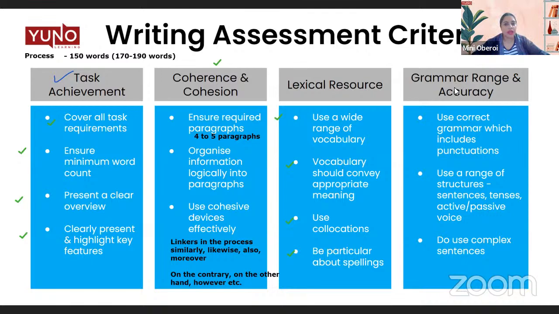Then when it comes to grammar, of course, we need to be careful about the tenses. But when we talk about the process, guys, remember majorly all the processes are mentioned in present tense or maybe the present continuous. Then use a range of structures. So, of course, complex sentences, compound sentences, that is what we recommend to all our students. The use of passive voice. When you talk about something, all these associated terms are necessary.